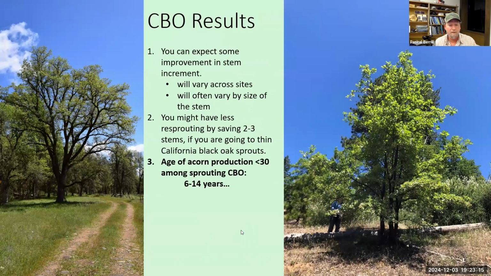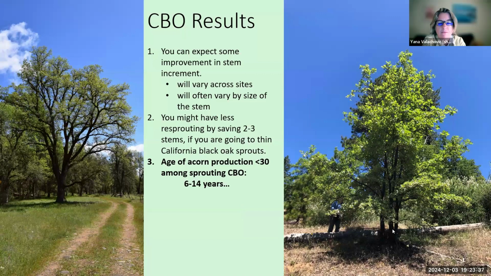But the third takeaway would be that acorn production happens much earlier than age 30 among the resprouting California black oak. And we might even go so far as to say you get some decent acorn production 6 to 14 years after fire. So good news to end on.